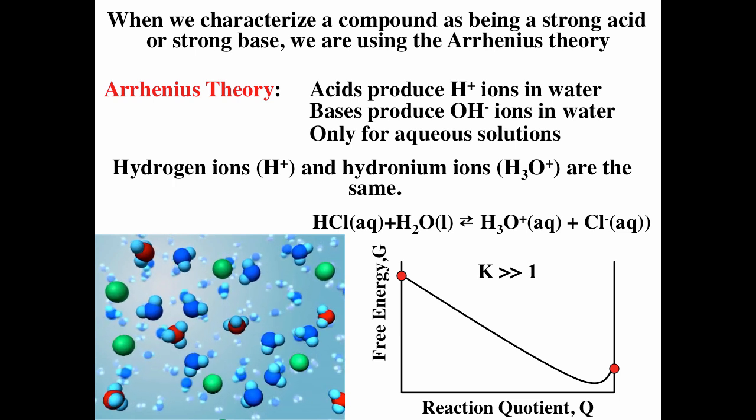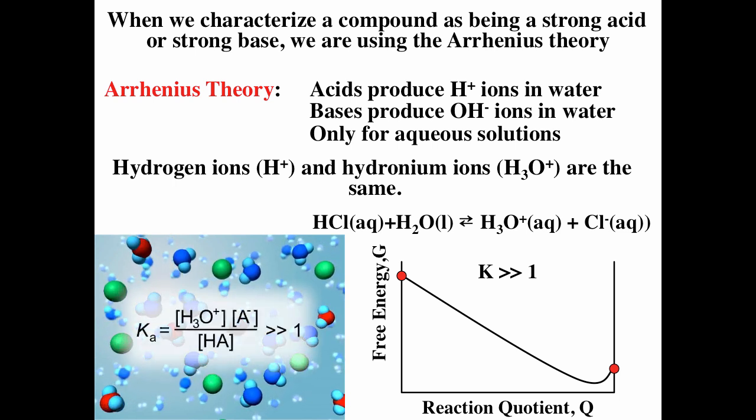It follows that the acid dissociation constant Ka for a strong acid is very large. And so again, in strong acids, we assume they completely dissociate. The Ka is very, very large. Often we'll assume that it's infinite.